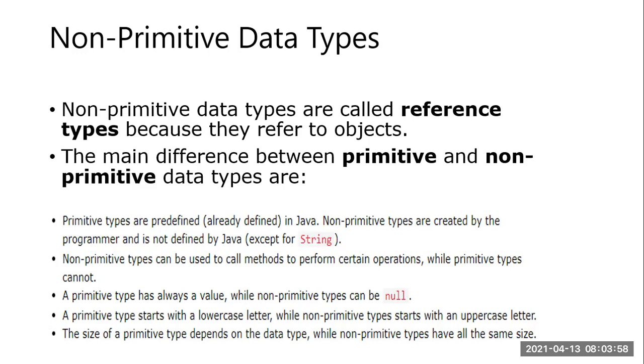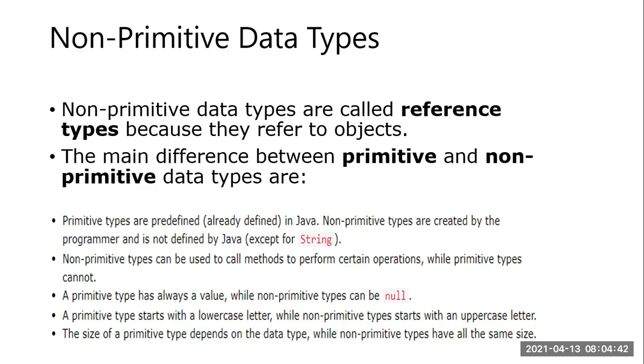Next, a primitive type always has a value, while non-primitive types can be null. The same thing I said at the time of programming: for primitive data types we have to assign a value, while for non-primitive data types we can assign null itself. There is no use of a primitive without a value, so always assign a value. But non-primitive data types may be null in some conditions if required, and we consider it a null value.